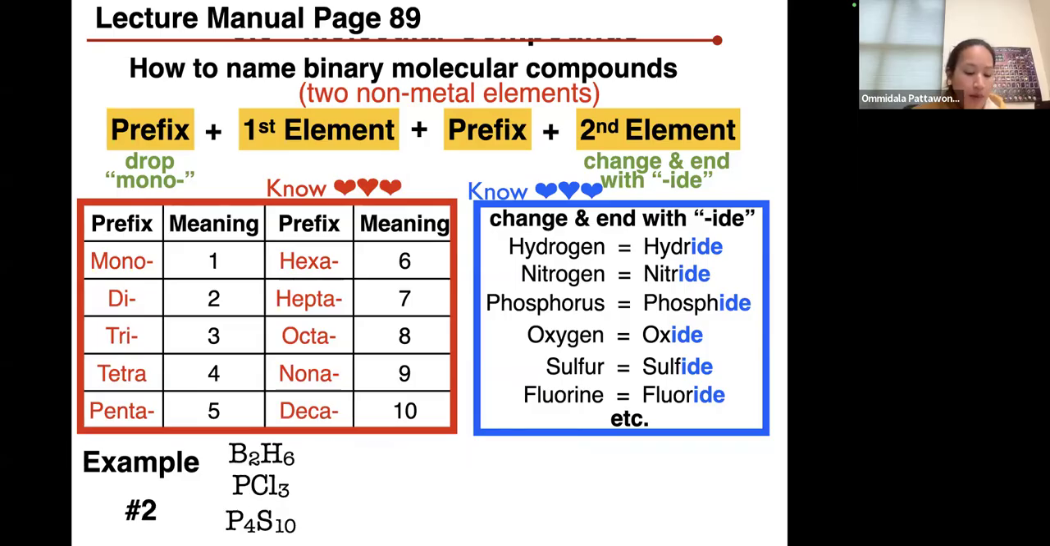Okay, go ahead. I'm going to let you pause your video real quick and complete these 3 examples right here, and then resume it when you are ready. Now let's check your work.